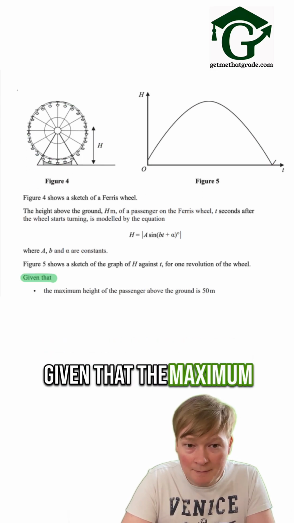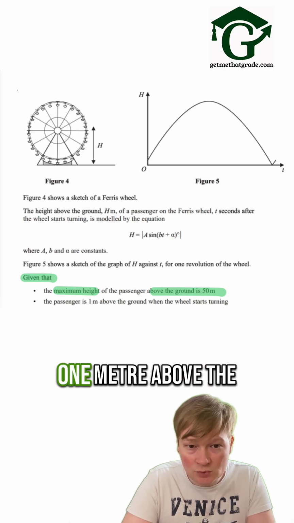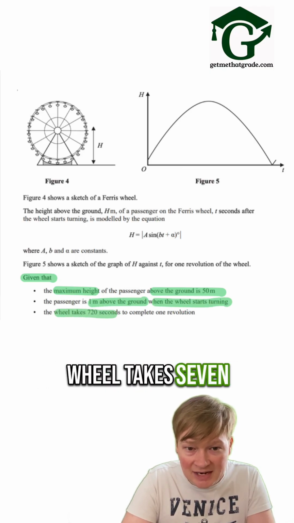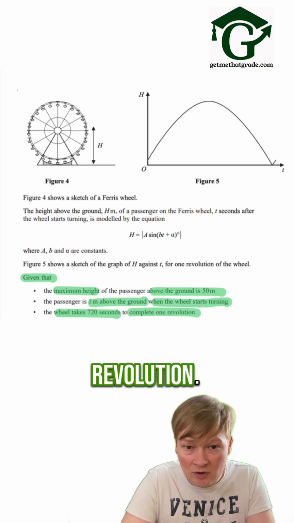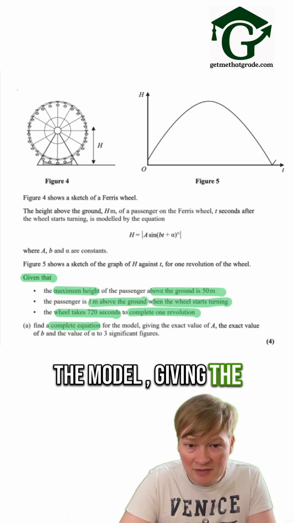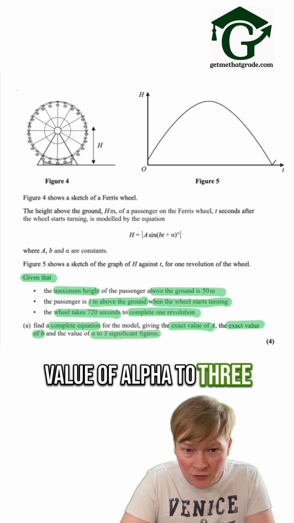It says, given that the maximum height of the passenger above the ground is 50 meters, the passenger is 1 meter above the ground when the wheel starts turning, and the wheel takes 720 seconds to complete 1 revolution. For Part A, find a complete equation for the model, giving the exact value of A, the exact value of B, and the value of alpha to 3 significant figures.